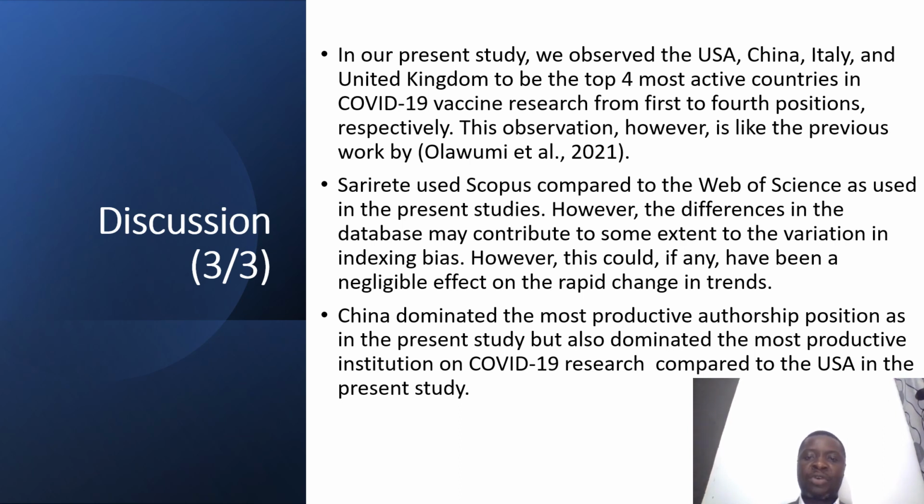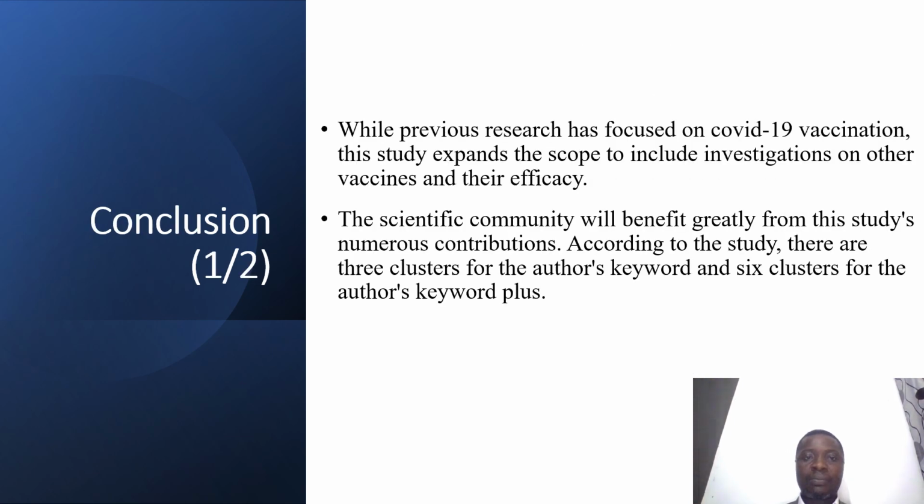China dominated the most productive authorship position as in the present study, but also dominated the most productive institution on COVID-19 research compared to the US in the present study. While previous research has focused on COVID-19 vaccination, this study expands the scope to include investigations on other vaccines and their efficacy. The scientific community will benefit greatly from this study's numerous contributions.